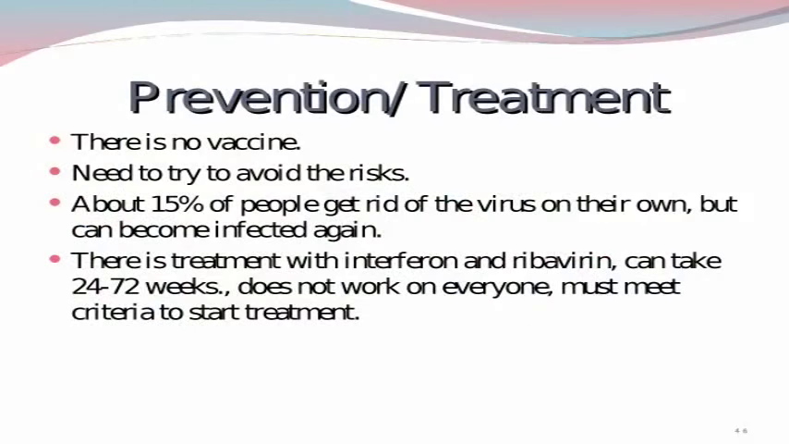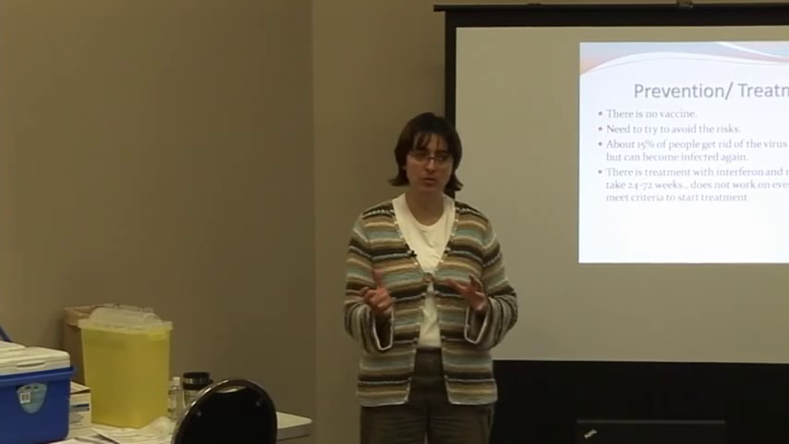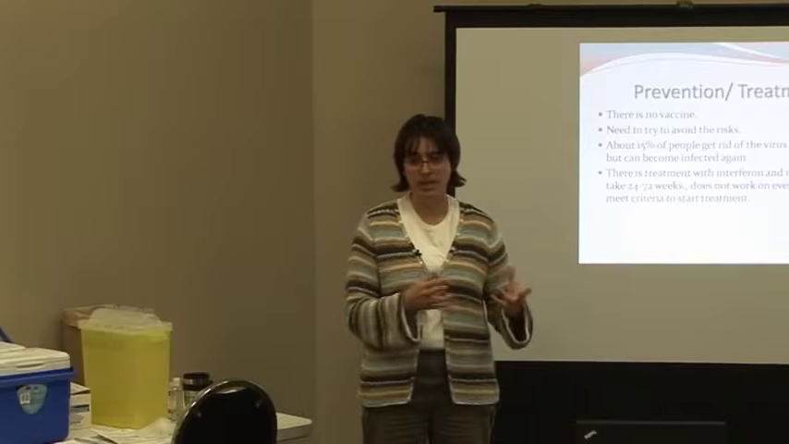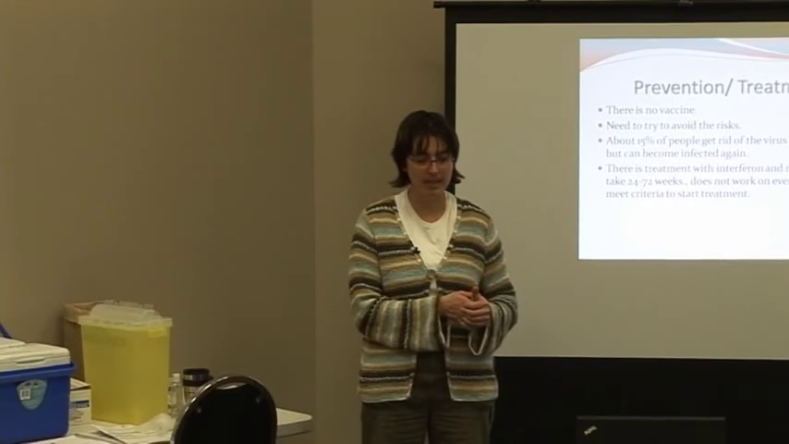So there is no vaccine against hepatitis C. So basically you need to try to avoid the risks. About 15% of the people who become infected with hepatitis C, within about 6 months of becoming infected, they'll clear the virus on their own, okay? The virus will just disappear from their body. The other 85% become chronic carriers, meaning that they have it.